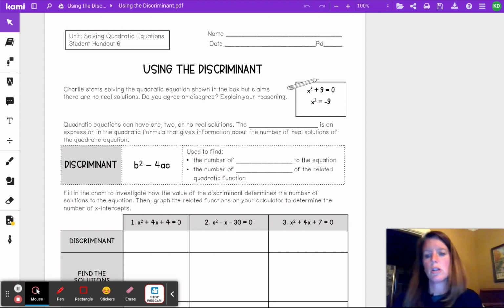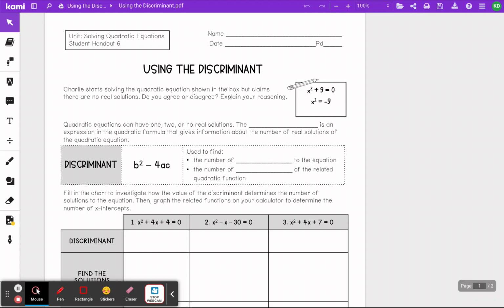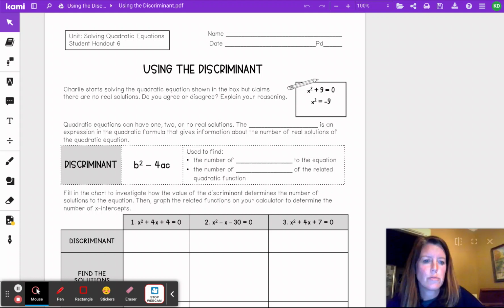Anyway, okay, so Charlie starts to solve this quadratic equation, but claims that there are no real solutions. Do you agree or disagree? So you might see, okay, we can use the square root method and take the square root of both sides, but we have the square root of -9. That's where imaginary numbers come in.